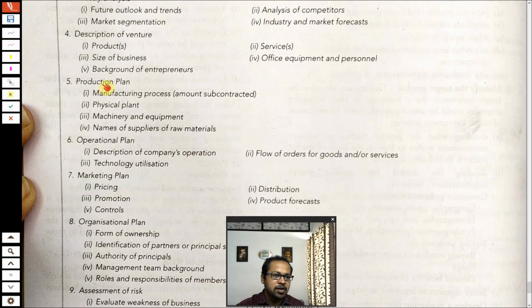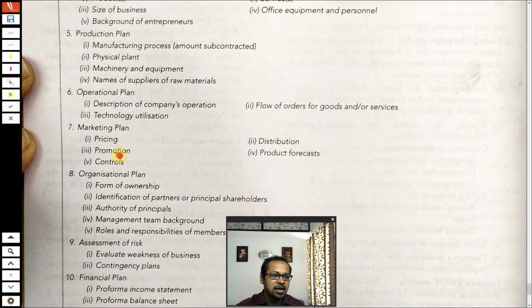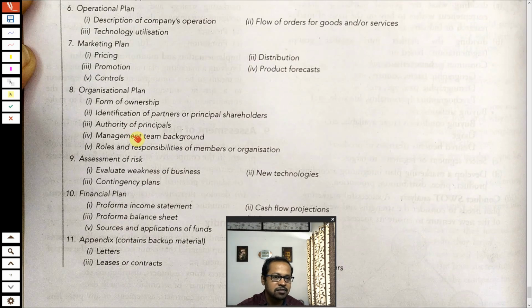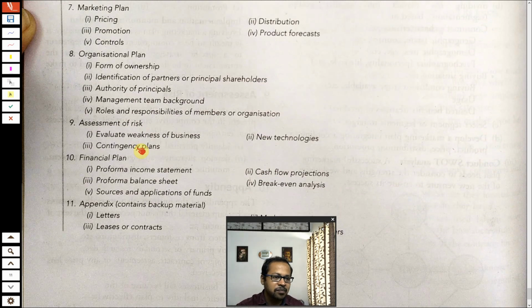So now you will start with the production plan, and then we discussed the operational plan. The production plan is just for the production department. The operational plan will coordinate the working of all the departments. Then we discussed recently the marketing plan. Okay, I think they have changed the order. We initially discussed the organization plan and then the marketing plan. So it's okay, you can have some liberty. And the ninth point we just now discussed, risk assessment. And 10th is the financial plan.